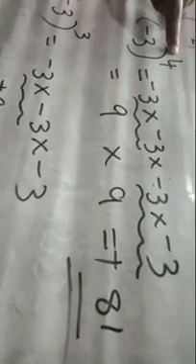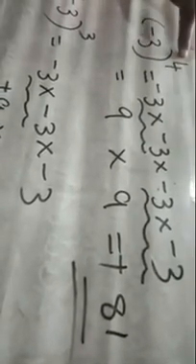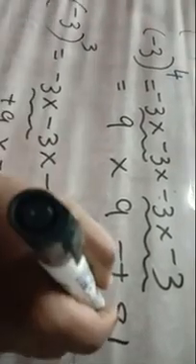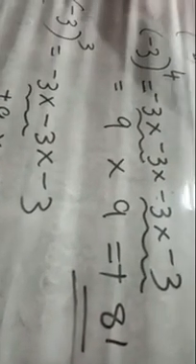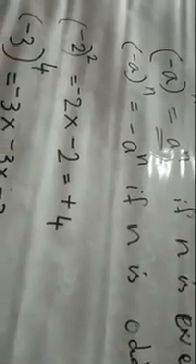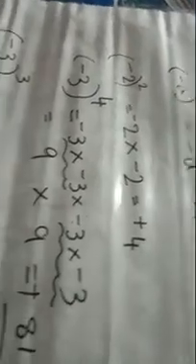And a negative base with even power, then the answer is a positive number. That is, (-a)^n is equal to a^n, a positive number if n is even, and (-a)^n is a negative number if n is odd. Clear? Okay.